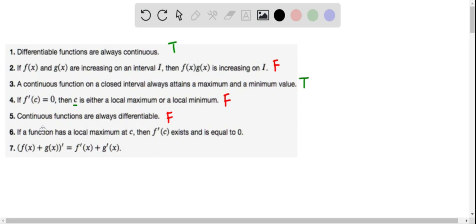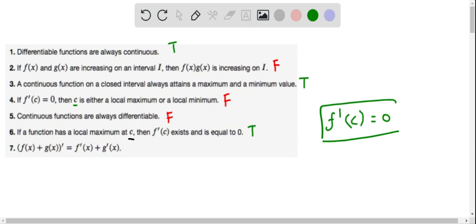Now let's consider the sixth statement. Here we have if a function has a local maximum at c, then f prime of c exists and is equal to 0. This is true according to the definition of the local maximum, or if we have to find a local maximum, then we have to find f prime of c and set this equal to 0. So at a local maximum, f prime of c equals and should be 0. So this is true.